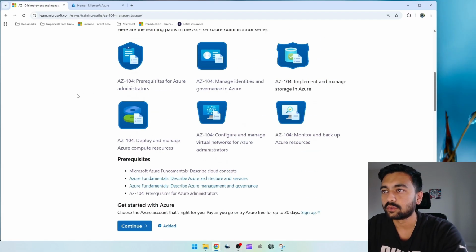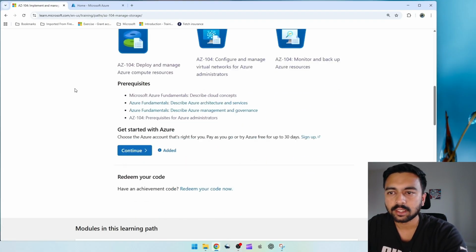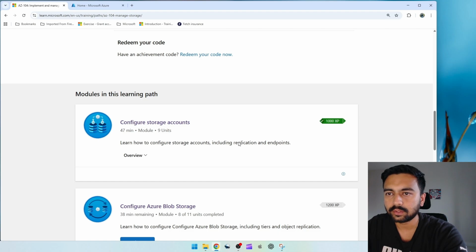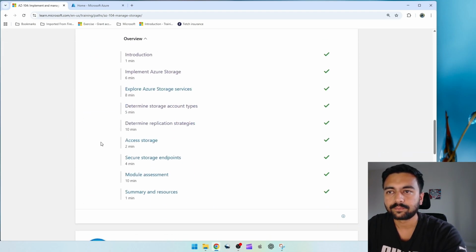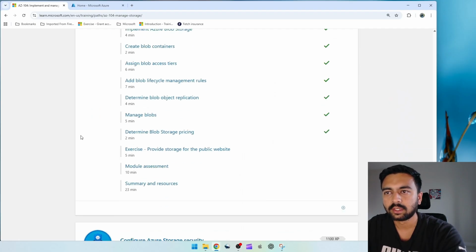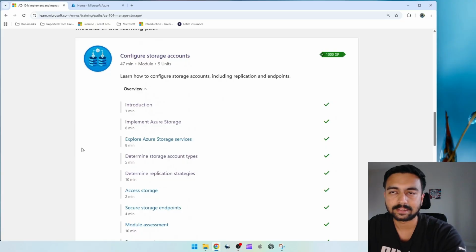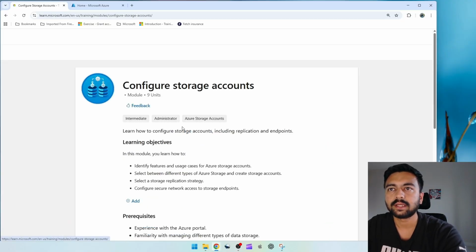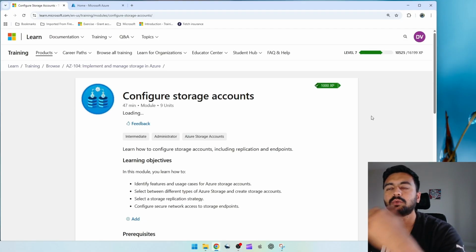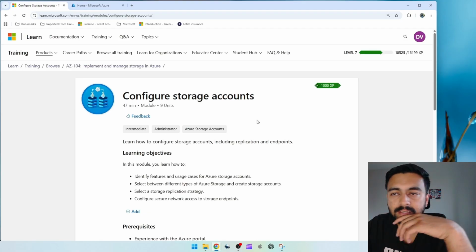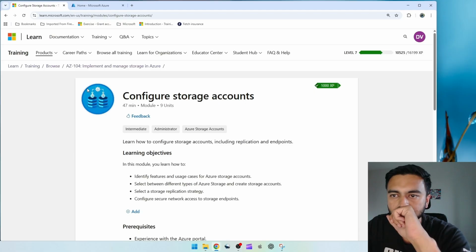So today we're looking into implementing and managing storage in Azure. We're going to be looking into configuring storage accounts. There's more to this module, but we will not be covering all that today, maybe in future at some point. But today we are looking into configuring storage accounts.